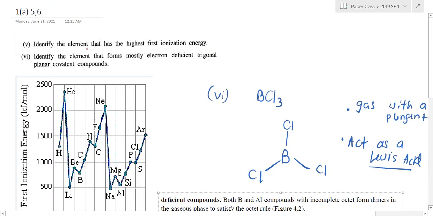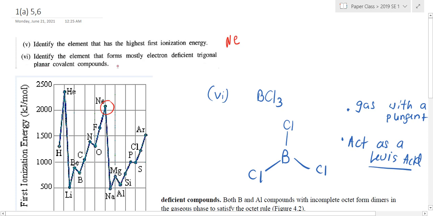Fifth one, identify the element that has the highest first ionization energy. This is the other diagram you should draw in your rough paper after the electronegativity series. In the exam, you have to draw this also. No need to memorize the numerical values, just the pattern. Identify the element that has the highest first ionization energy, it means neon. This is regarding the second row. Neon has the highest.